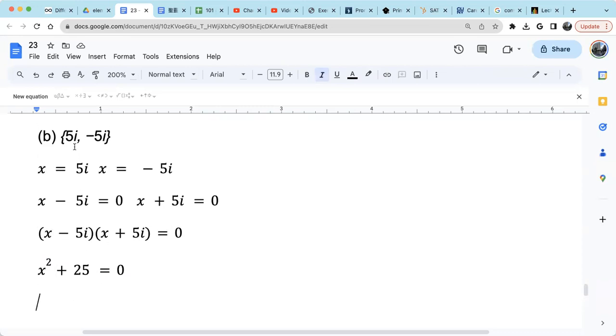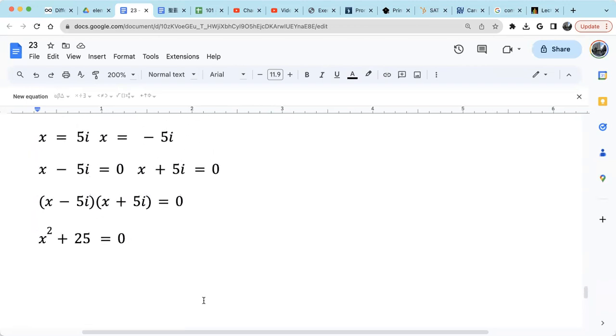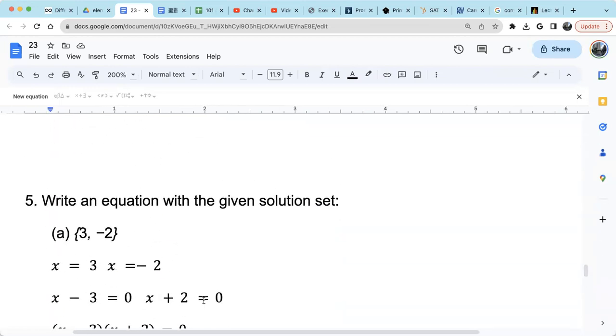Okay, these have two solutions. This does not have solutions in the real number system, but it does have complex solutions. I'm going to make another video for the graphing. All right, so this covers 5 questions for lecture notes 23.